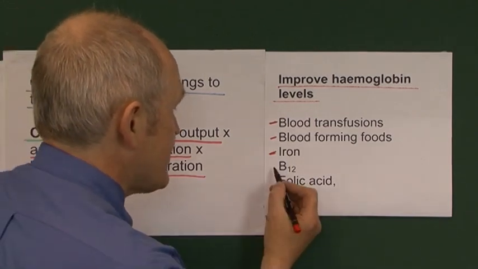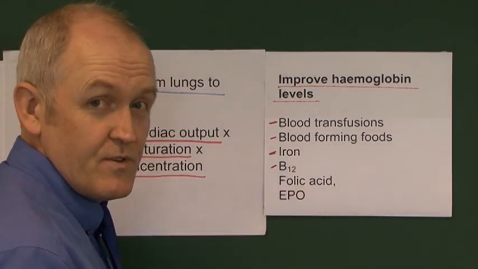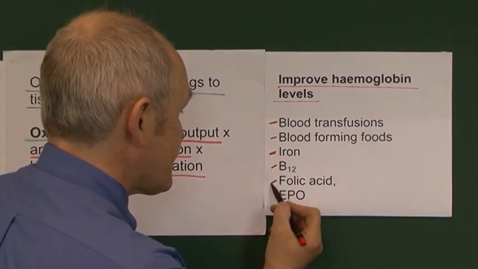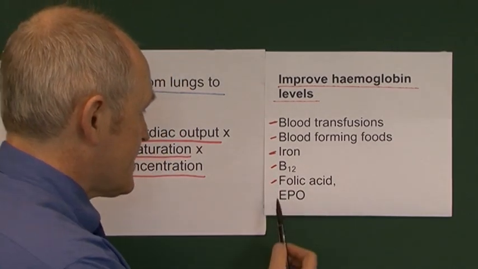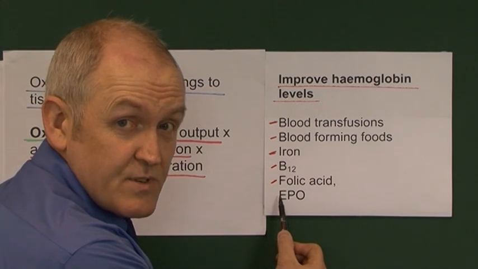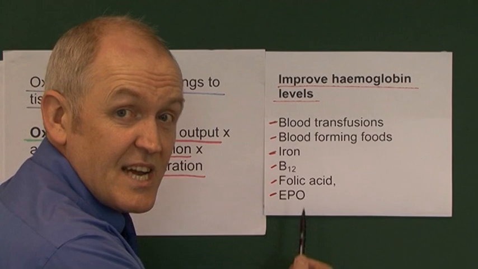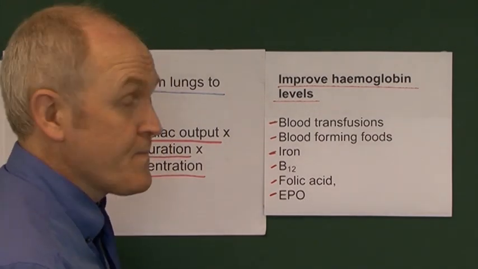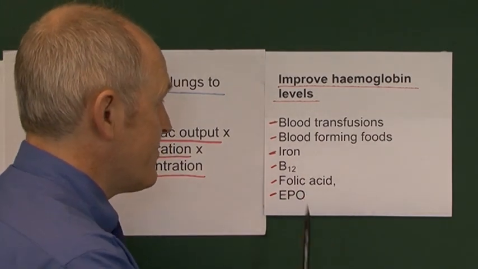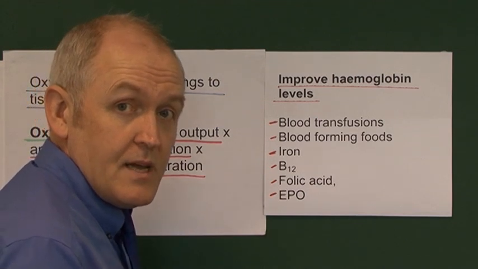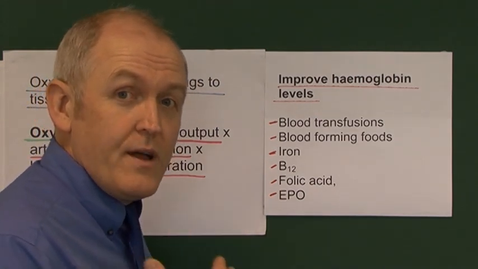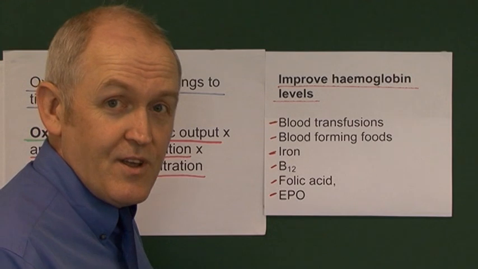Vitamin B12, of course, is essential for red blood cell maturation, as we looked at, as is folic acid. And some patients, we give this to patients with renal failure, benefit from erythropoietin injections, EPO injections. All of these things can improve the amounts of hemoglobin in the blood, and therefore improve the oxygen flux.